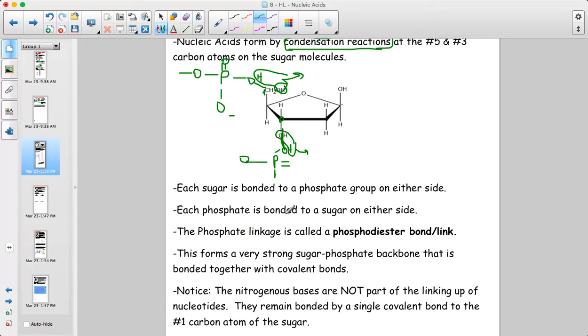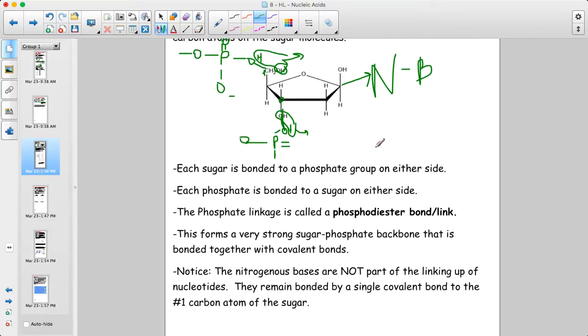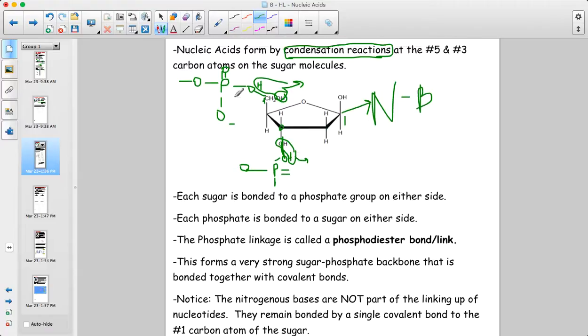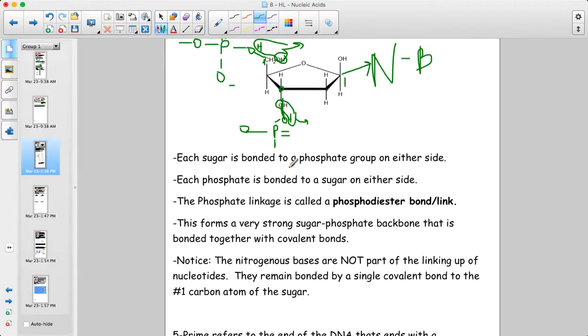The nitrogenous base is not part of the backbone. The nitrogenous base is going to stick off of this first carbon. So we'll just say the NB, the N base. The nitrogenous base will go off the number 1, but that's not what we're looking at right now. The backbone itself is just phosphate, sugar, phosphate, sugar.